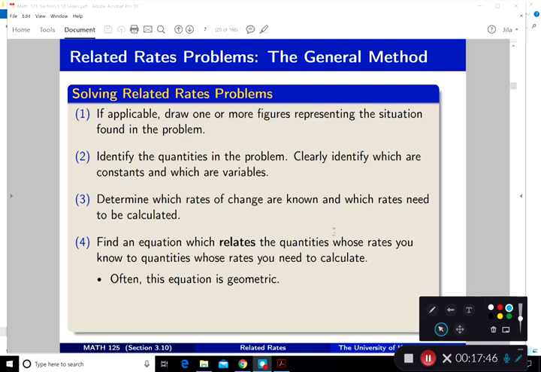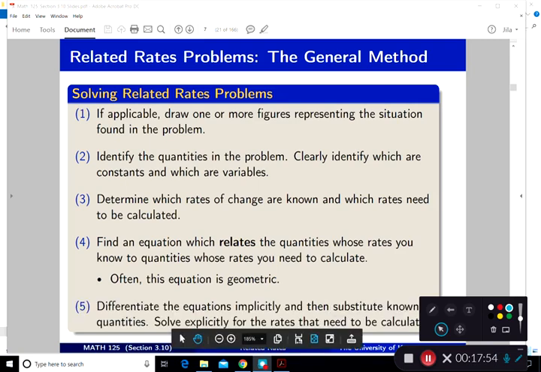These equations are often geometric, especially in calculus when we discuss them. In other areas, like in business, they may not be quite geometric, but you may see other applications in there. And then you differentiate the equations implicitly, and then you substitute the known quantities and the rates of change, and you find the rate of change that the problem is asking you to find.